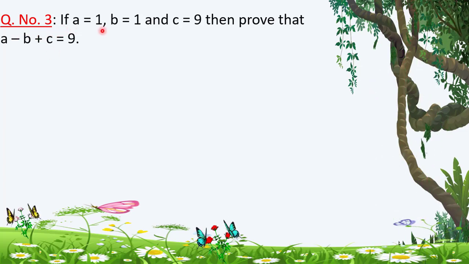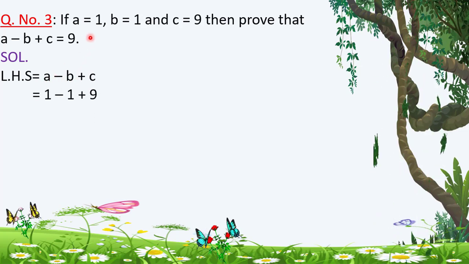Question number 3 is given over here, that is, if a is equal to 1, b is equal to 1 and c is equal to 9, then prove that a minus b plus c is equal to 9. In solution, as you can see that left hand side is equal to a minus b plus c, we substitute 1 for a, 1 for b and 9 for c. And write the signs as it is between these terms.